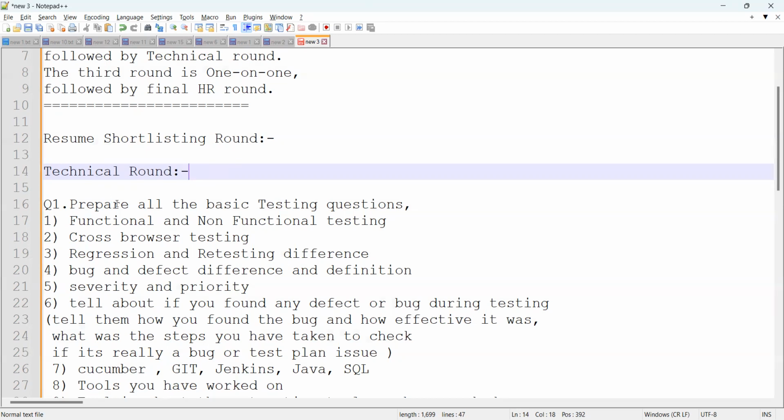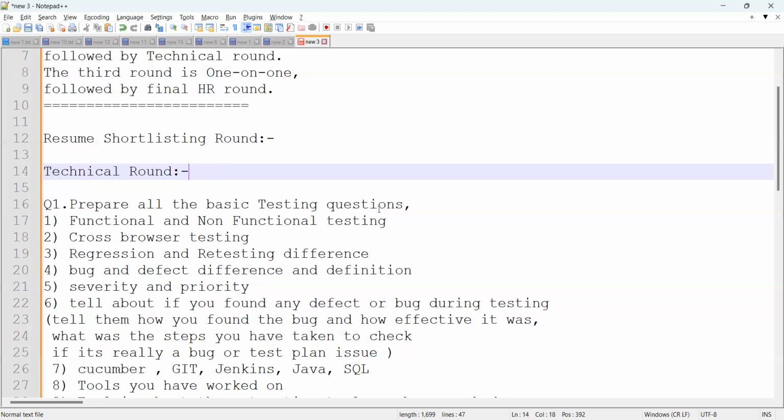The first suggestion is to prepare all the basic testing questions. The basic testing questions might be: what is sanity testing, what is smoke testing, what are test cases, what is a test scenario, and all the defect related things. These are the basic testing questions, like testing principles and all those things.